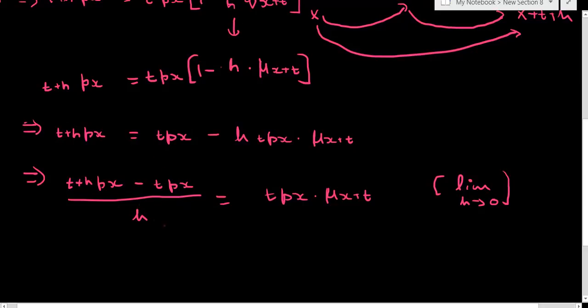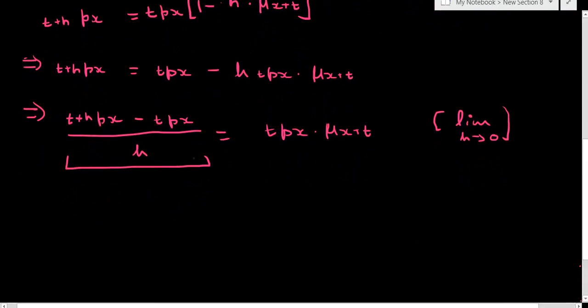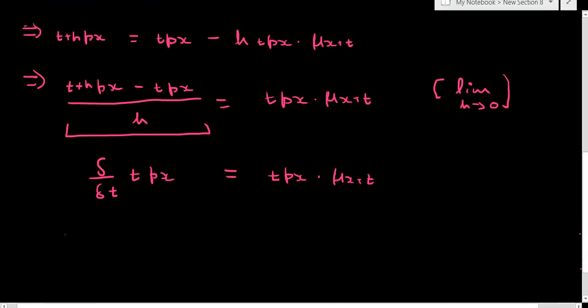If you look at this very carefully, you will see that this is nothing but the first principles of differential calculus. This is the definition of derivative of TPX. This is f of x plus h, this is fx, and this is divided by h. So I can just write this as the derivative d by dt of TPX. Okay, and this is equal to nothing but this quantity TPX into mu x plus t. If I send this as a denominator on this side, then this would be 1 upon TPX into d by dt of TPX is equals to mu x plus t.